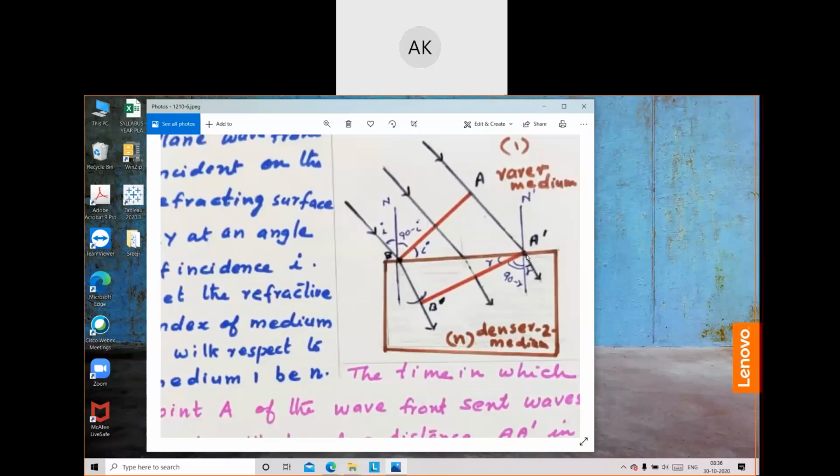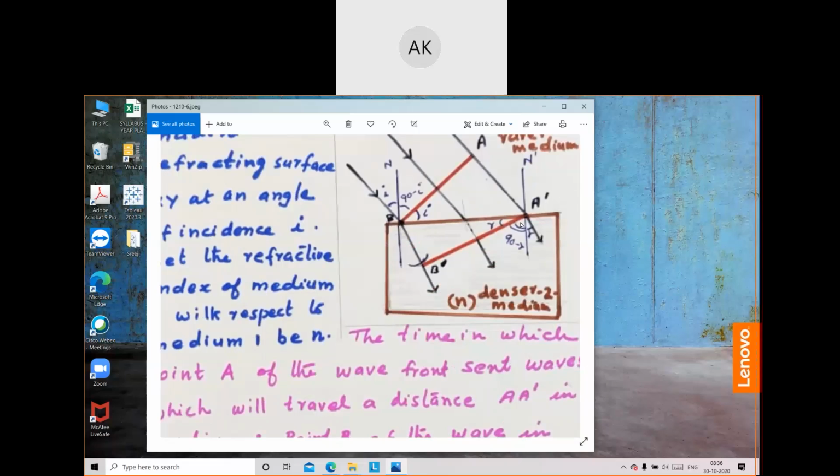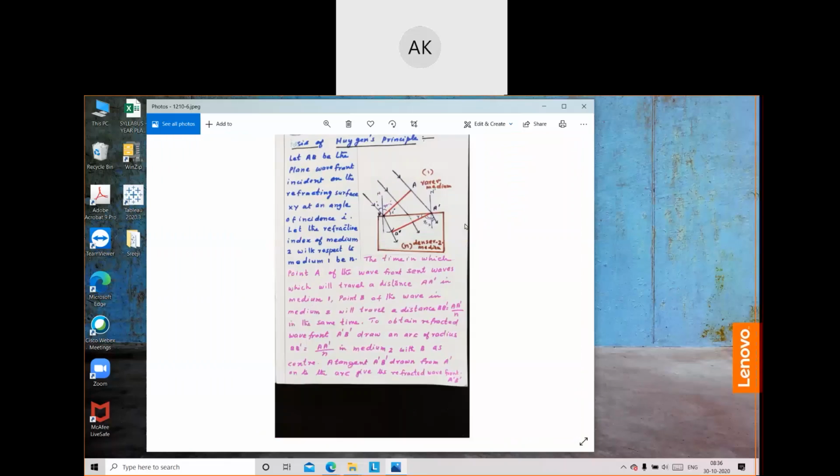Then sin r you have to take. Sin r is the opposite side, A B dash, by the hypotenuse. This is 90 degrees, so the hypotenuse is A A dash. Then you have to divide sin i by sin r.